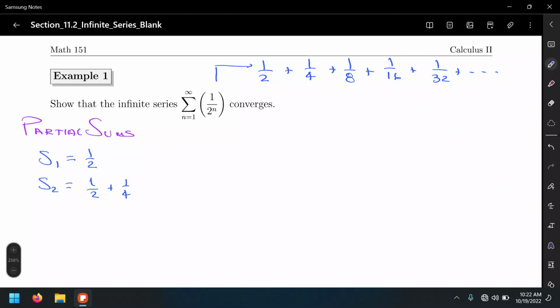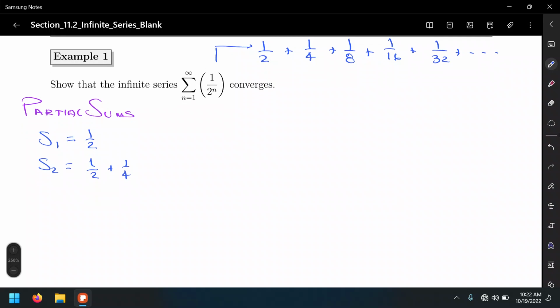All right, and combining like terms, finding LCDs. Well, I really don't want to spend too much time finding LCDs. I'm just going to give you the answer to this. This is going to add up to 3/4. All right. And well, S sub 3. That's going to be the addition of the first three terms. In this case, that's 1/2 plus 1/4 plus 1/8 equals, well, after finding least common denominators, combining the fractions together, this should add up to 7/8.